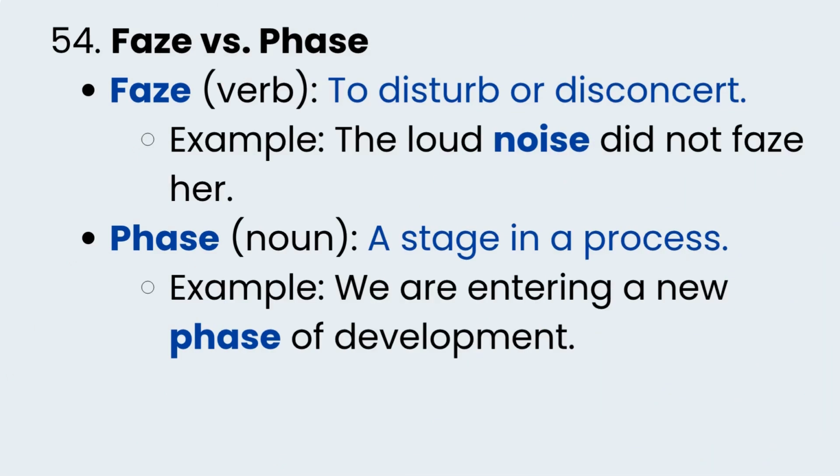54. Faze versus phase. Faze, verb: to disturb or disconcert. Example: the loud noise did not faze her. Phase, noun: a stage in a process. Example: we are entering a new phase of development.